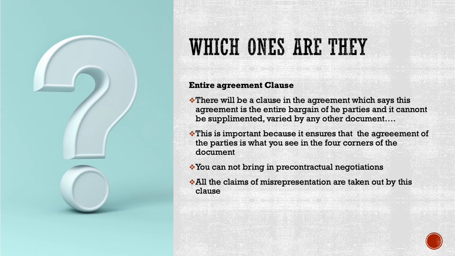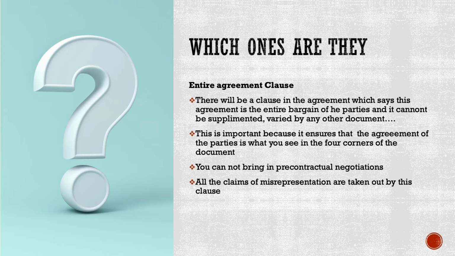So the essence of calling it an entire agreement clause is to ensure that you don't go ahead to bring in pre-contractual negotiations that you might have agreed upon in the past. So basically, by focusing on the agreement that you're signing, that is what is binding you as the parties to that particular contract. And as you can already see on your screens, all the claims of misrepresentations are taken out by this specific clause, because a person who signs a contract that has an entire agreement clause is bound by the four corners of that particular document.